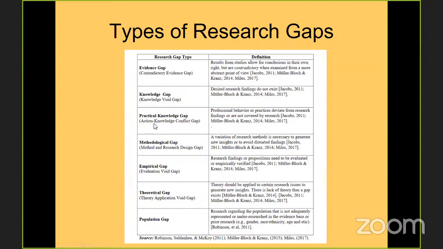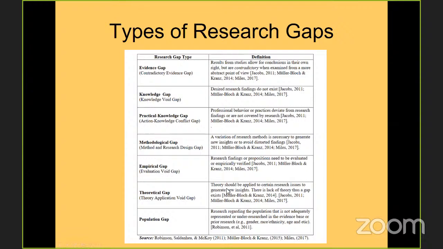But there are other things. It could be that there's evidence, but it's not about how to put it into practice. It could be that there's evidence, but maybe there are new kinds of research methods that can be used to generate new insights. It could be that there is evidence, but it's not empirically verified. Let me give an example of what that means. By the way, I'm not going to test on this, I'm just showing you. It means that you might do a study in an artificial environment, but you don't know if it works in real life. That's an empirical gap.